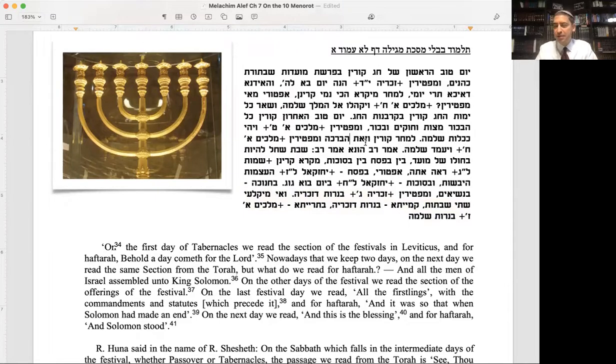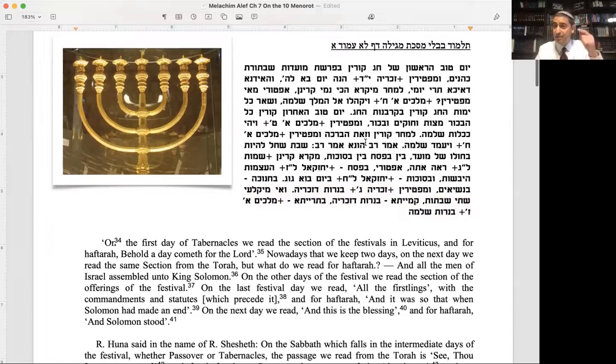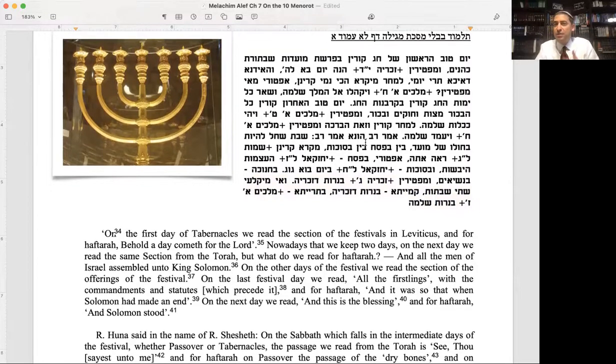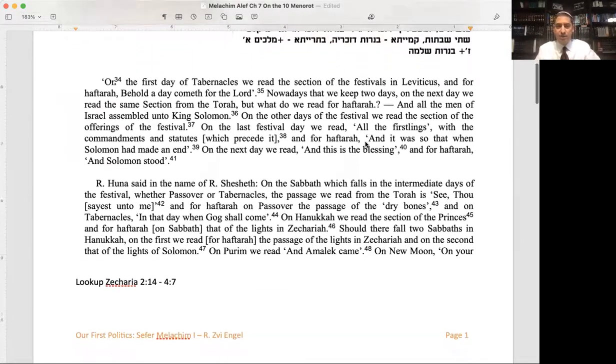It's a question Rav Moshe Lichtenstein asks. I'm going to tell you what he says about this shortly. We're getting there, but that is a question. I would have thought you start with Melachim Alef, and the easy answer is, well, Sukkot is Zechariah, and then Melachim Alef takes a back seat. So Zechariah, Melachim Alef. But shouldn't it be the opposite? Why not? Okay, so I have to get there.